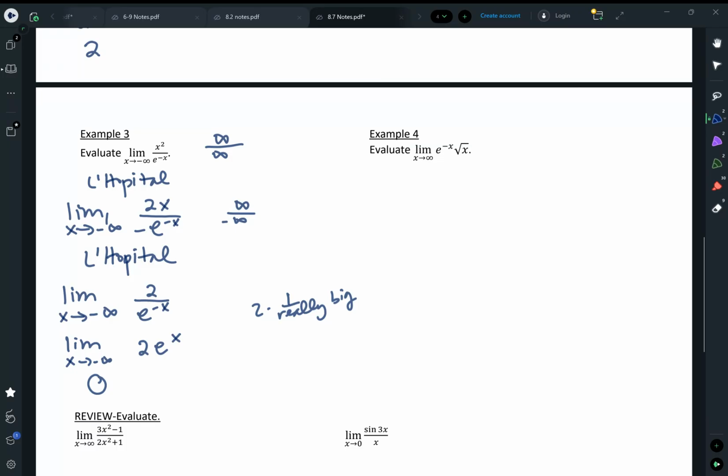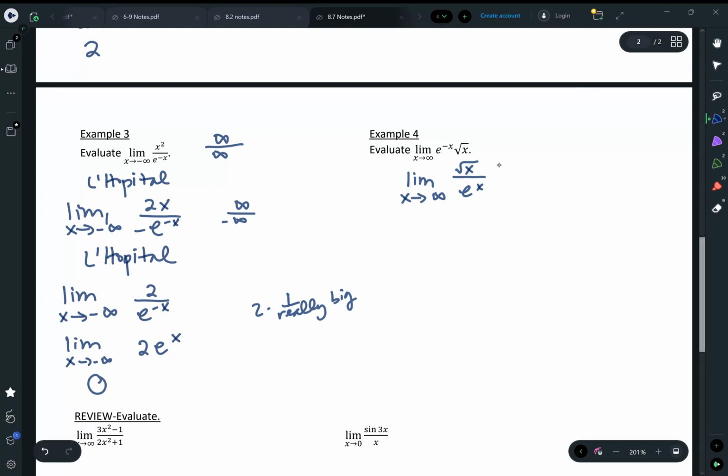All right, this next one, I don't even have a fraction, but again, we've got e to the negative x power. It's a transcendental function. So let's try rewriting it as a fraction. I can't just plug infinity in there. It's going to be weird. So let's make it limit as x approaches infinity, and let's rewrite this as square root of x over e to the x. And let's go ahead and check now.